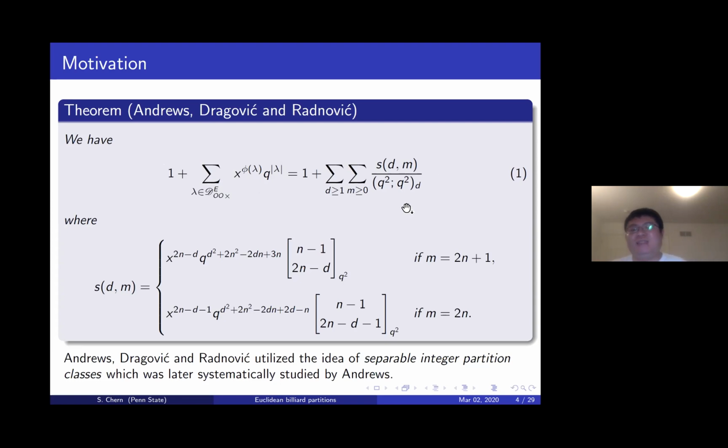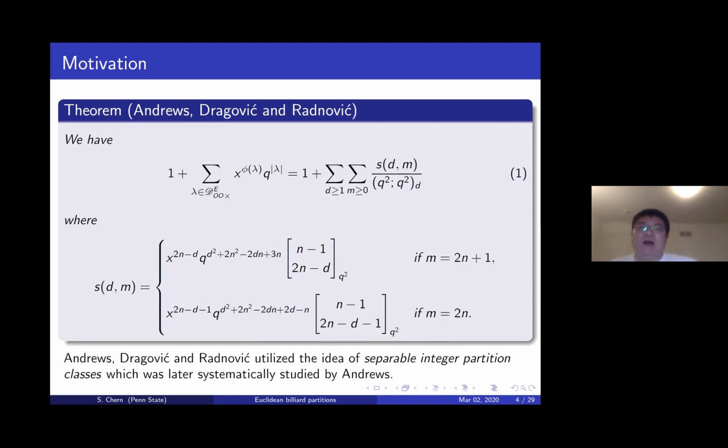In this double sum, the denominator is a shifted q-factorial, and for the numerator, we have a piecewise function depending on the parity of M. For each case, the exponent of X is a linear form in the two indices D and M. For the exponent of Q, we have a quadratic form plus a linear form, and also this q-binomial coefficient. For the even M case, we have a similar thing: a linear form for the exponent of X, a quadratic form for the exponent of Q, and also this factor of q-binomial coefficient.